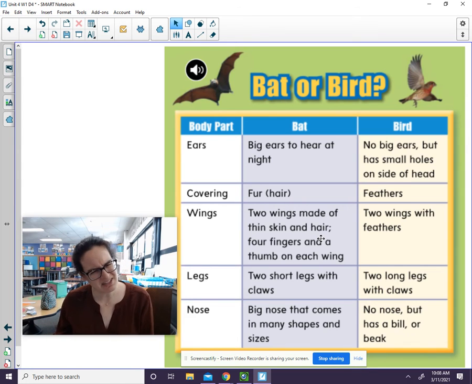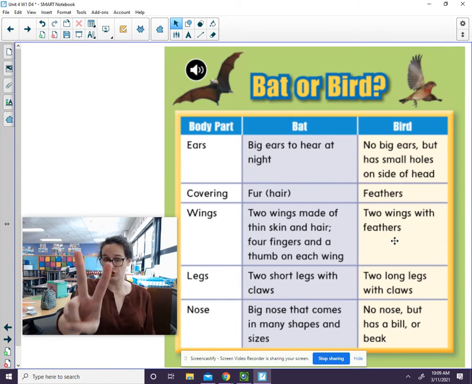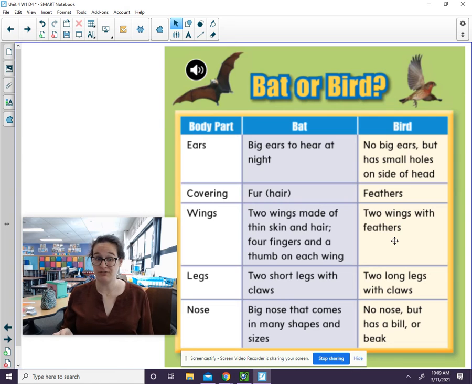Well, do birds have that? Let's take a look. Wings. 2 wings with feathers. So birds don't have skin on their wings. They also don't have fingers and thumbs on their wings. So they're the same because they both have 2 wings, but they're different because they have different things. Birds have feathers. Bats have fur and skin.